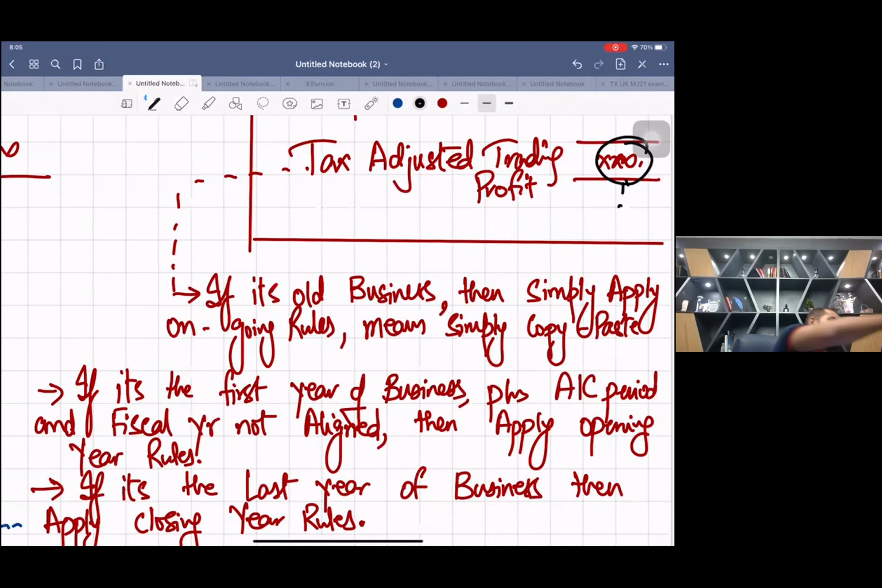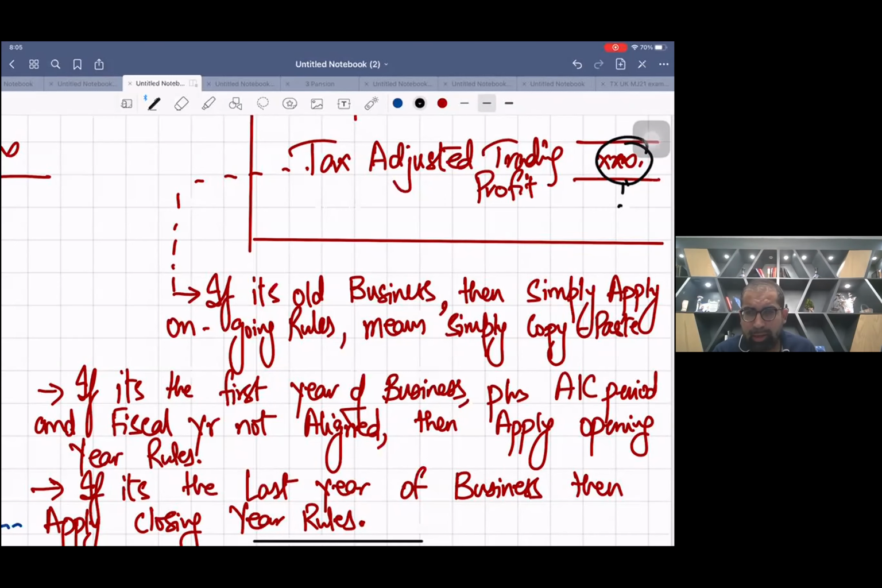This is the first line. Now read the second line. If it's a new business, and you have covered the whole journey right from accounting profit to tax adjusted trading profit, you come to know that it's a new business and this is the first year of the accounting period. Listen to me. This is the first year of accounting period, and accounting period and fiscal year are not aligned. Then you have to apply opening year rules.